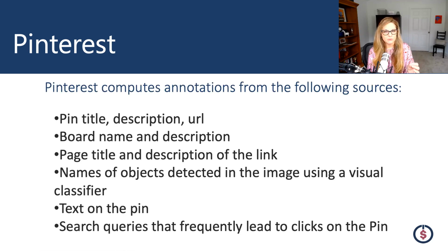And this is exactly what Pinterest has said they compute the annotations from. Your pin title, your description, the URL of your post, the board name that it's on, the board description, the title of the page that you send people to. So that's basically your piece of content, the description of the link, and then they look at the image. As with that sloth one, you saw that they were looking at the images of the sloth. The text on your pin is important, and then search queries that frequently lead to clicks on the pin.